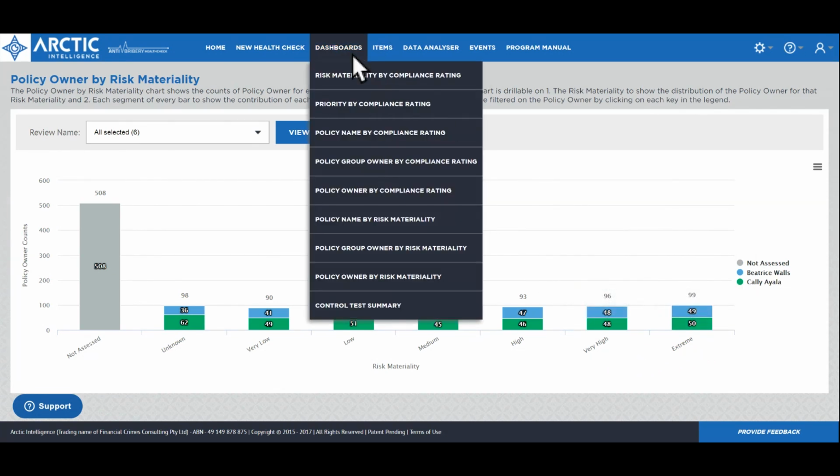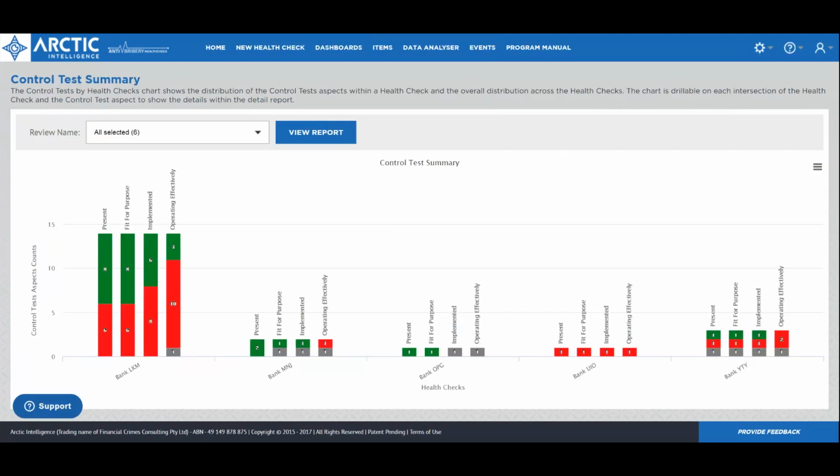And finally, Dashboard 9 is called the Control Tests Summary, which summarizes the extensiveness of control testing that has been performed for each assessment, as well as a breakdown of the design effectiveness, meaning whether controls are present and fit for purpose, and operational effectiveness, meaning whether controls have been implemented and are operating effectively.